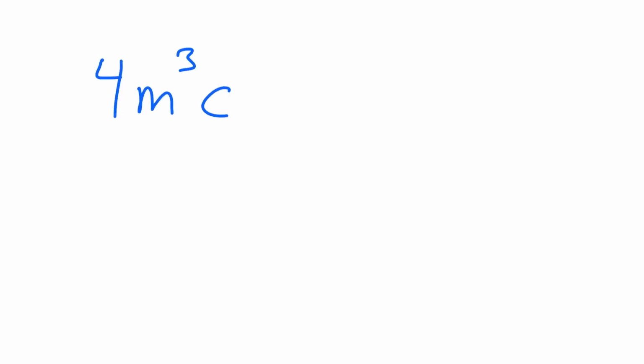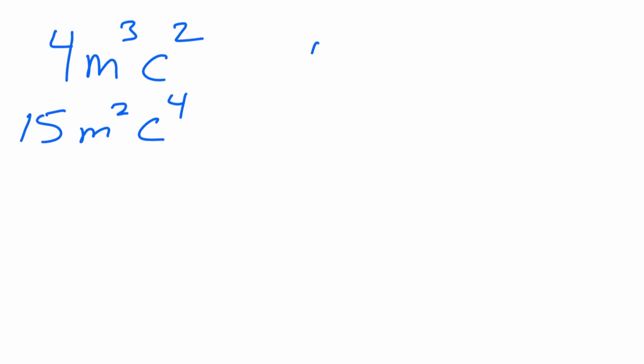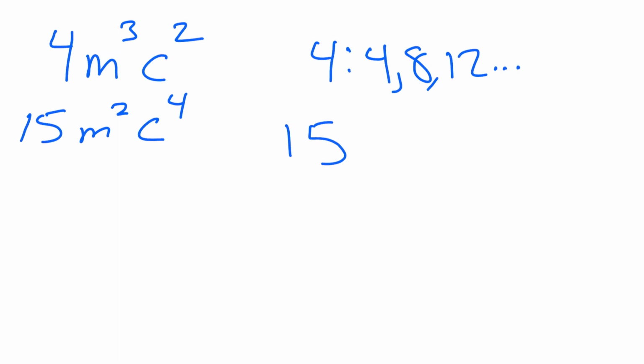Check this out. We have 4m to the third power, c to the second power, and then the other number is 15, m to the second power, and then c to the fourth power. Alright, let's separate these. Here's my numbers, 4 and 15. I can find my least common multiple there pretty easily. 4 and 15, I'm going to list the multiples of 4 and see which one goes into 15 as well. It turns out that the least common multiple here is 60. 60 is the least common multiple. It's just the product of 4 and 15.